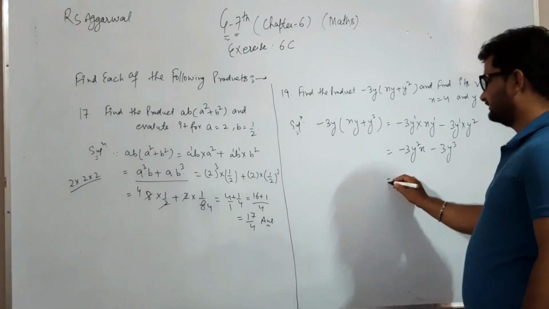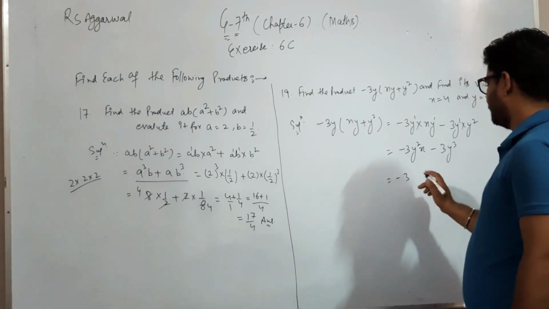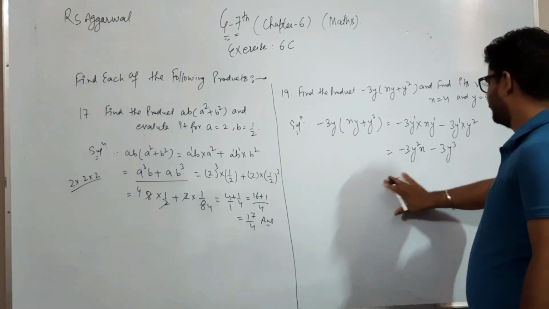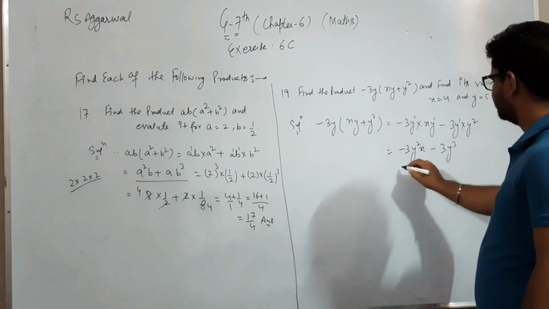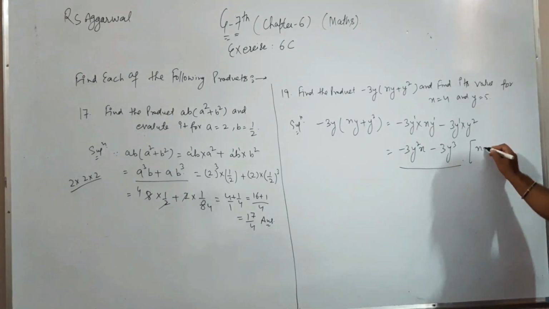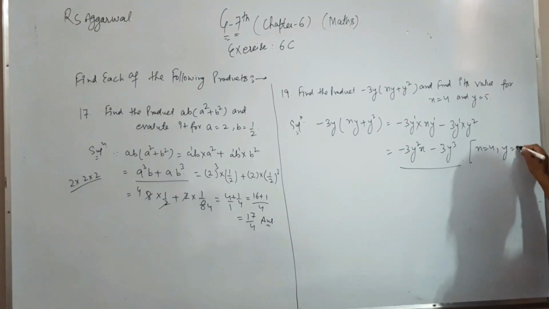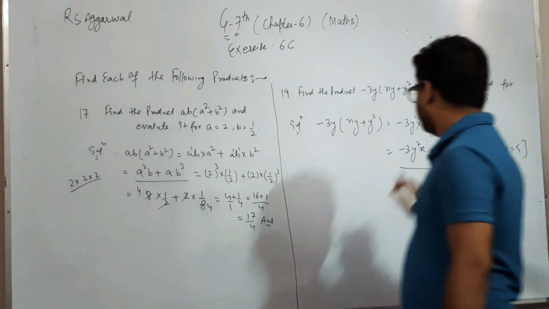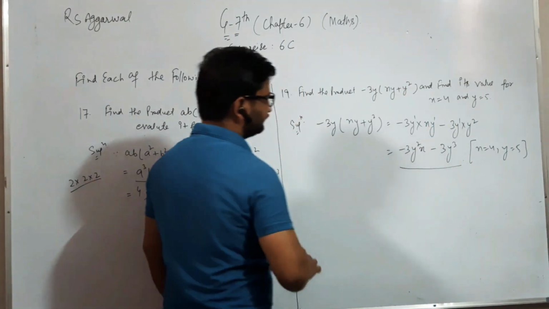So if you take minus 3 common in this, and so no need to common, we can do it like this also, okay. So here we put the value with this x raised to power 4, then y is 5. So what will be the answer? So we evaluate at this x4 and y5.